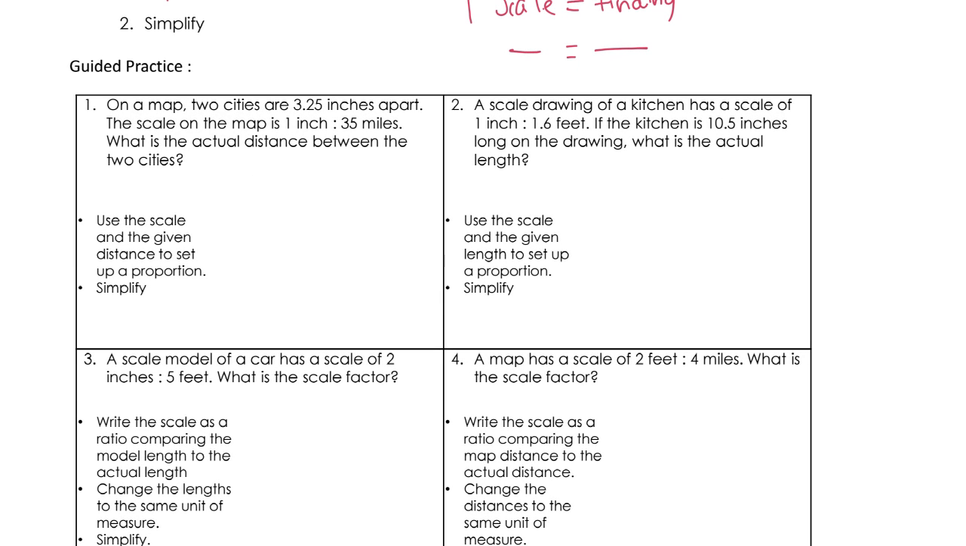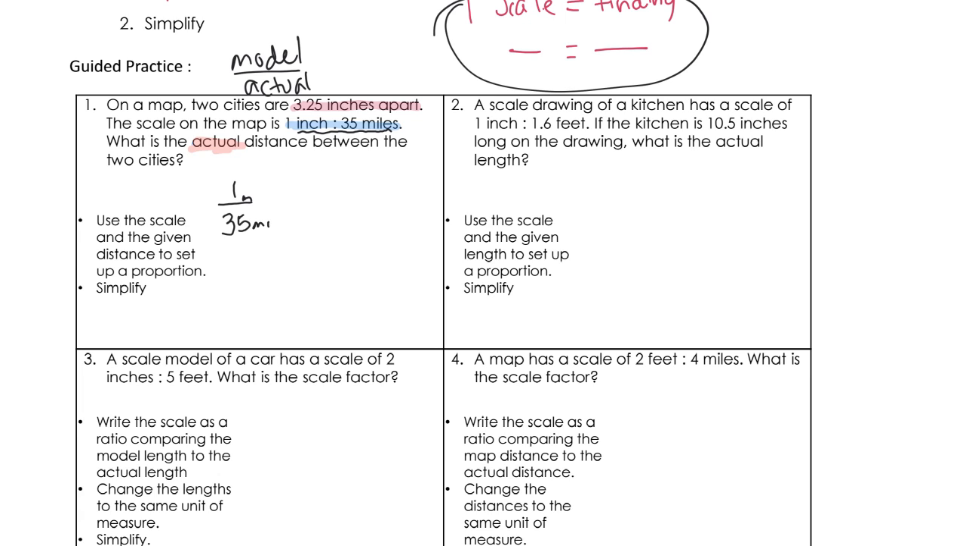So I want you to pause and read number 1. All right, so I'm going to remind us that it's model over actual. And like we said up there, we set our scale equal to whatever it is. So I have my scale here, which says 1 inch is equal to 35 miles. So that's the first part of my proportion: 1 inch equals 35 miles.